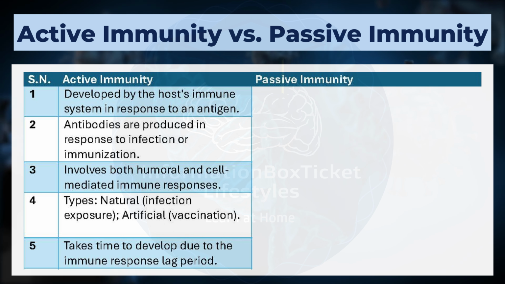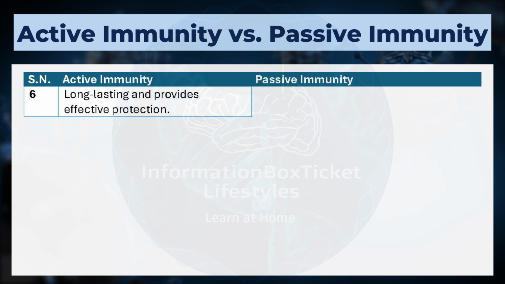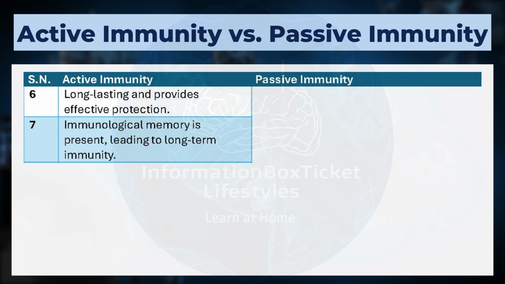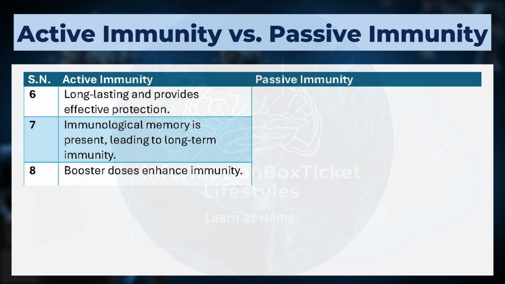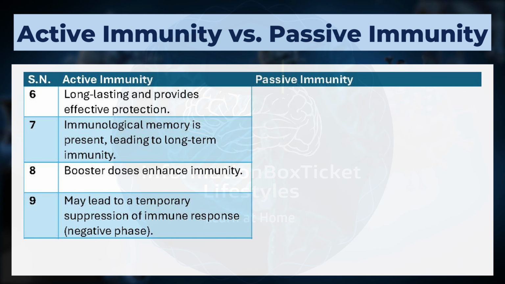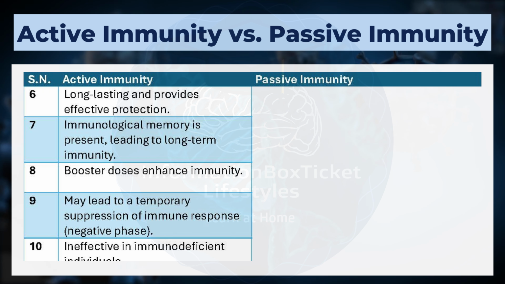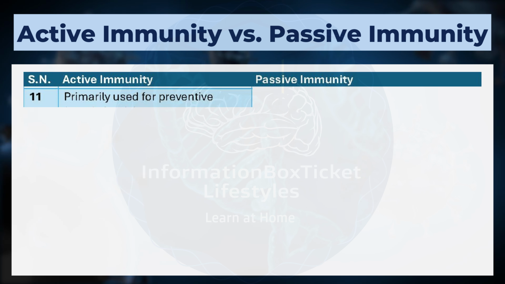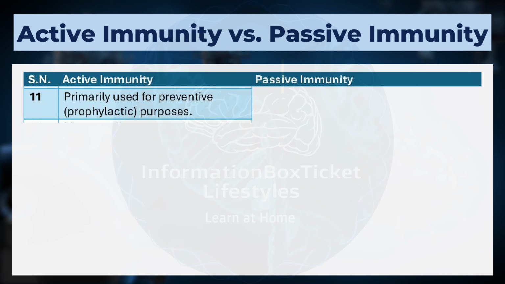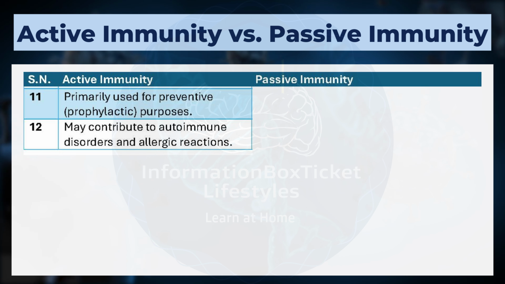However, it takes time to develop due to the immune response lag period. Once established, active immunity provides long-lasting and effective protection, as it involves immunological memory. Booster doses can further enhance this immunity. In some cases, active immunity may lead to temporary suppression of the immune response, known as the negative phase. However, it is ineffective in immunodeficient individuals. Active immunity is primarily used for preventive purposes, but may contribute to autoimmune disorders and allergic reactions in rare cases.